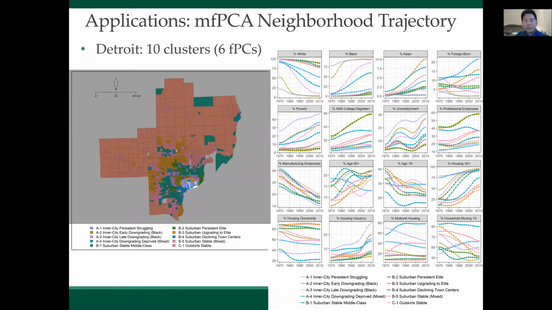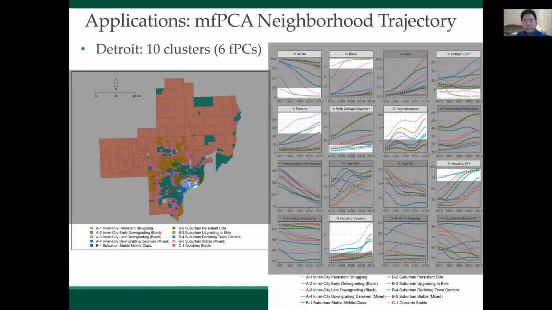The first trajectory shows inner city persistently struggling Black neighborhoods. These neighborhoods have experienced persistent deprivation throughout the whole period. They have maintained extremely high poverty and unemployment rates, and the declining trend of socioeconomic status has never stopped. There is a skyrocketing housing vacancy rate and a high proportion of old housing.